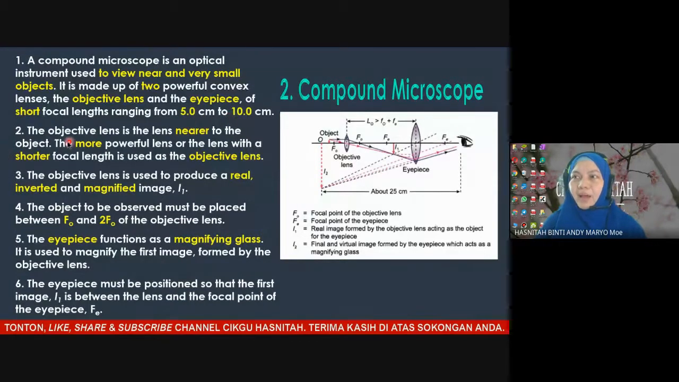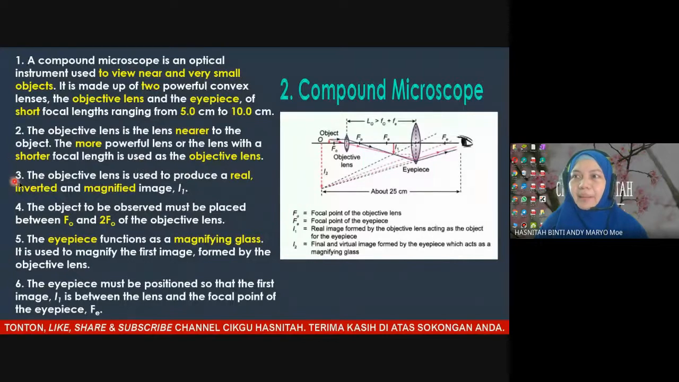And then in second, you can read the objective lens is nearer to the object. So we place the object here, close to the objective lens. And the more powerful lens, the lens with a short focal length, is used for the objective lens. Students, from the second point, what do we understand here? Both lenses have a high power, but the power of the objective lens is greater than the power of the eyepiece. I repeat, both have high power, but the objective lens has a higher power compared to the eyepiece, which means the objective lens has a shorter focal length compared to the eyepiece.